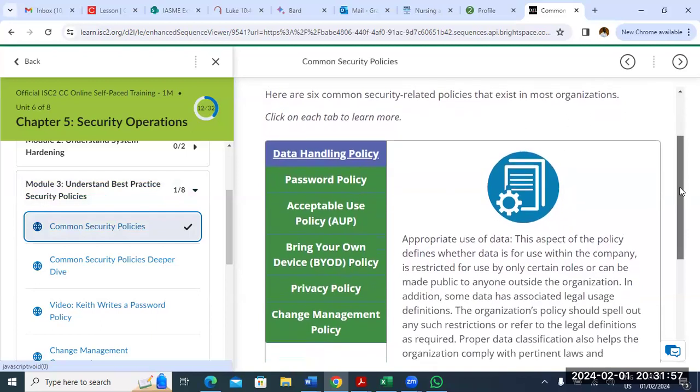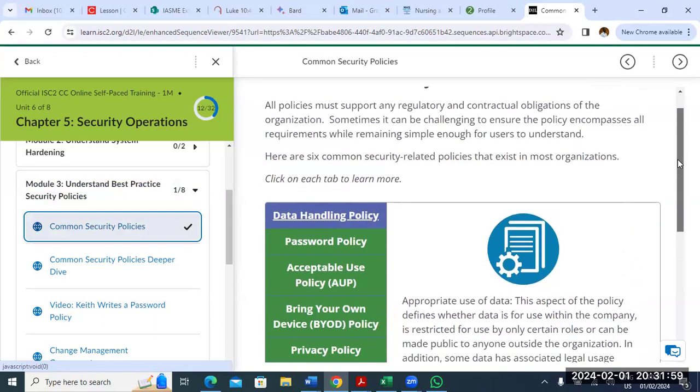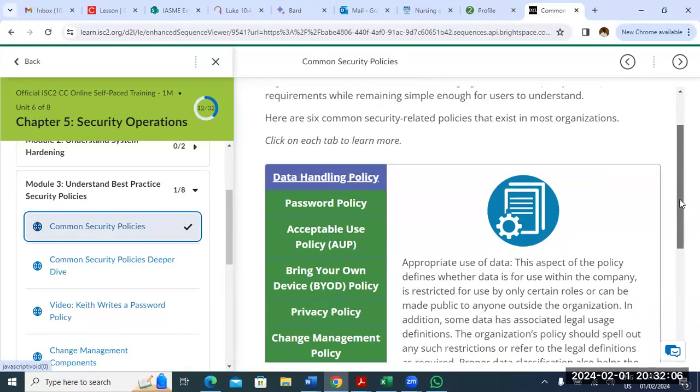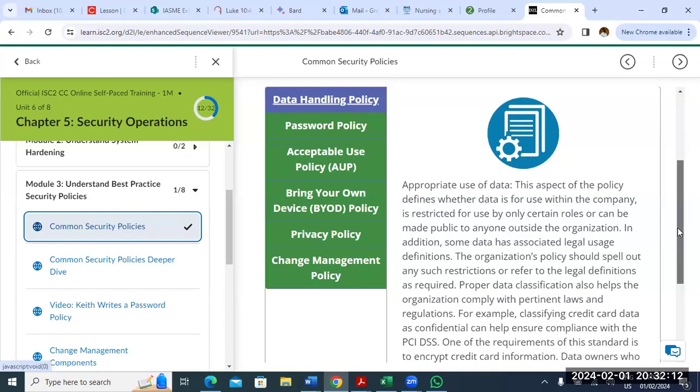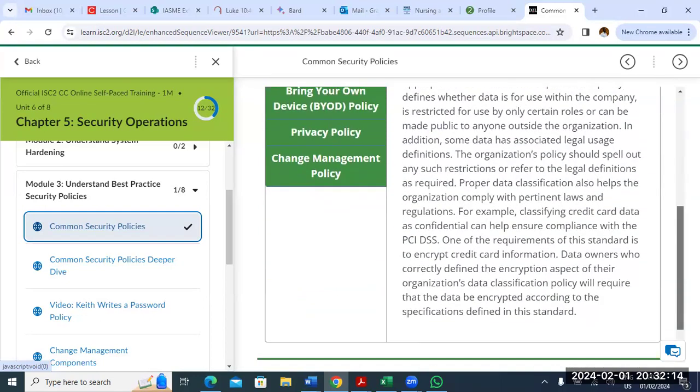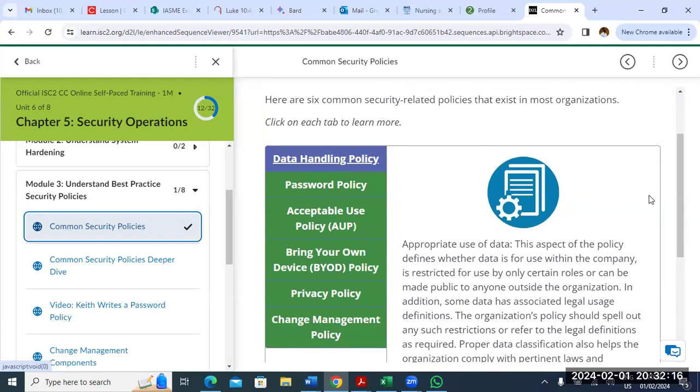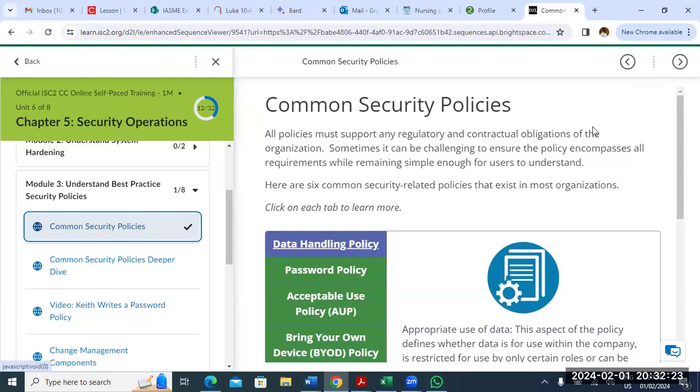So these are various types of policy, security related: data handling policy, password policy, acceptable use policy, bring your own device, privacy policy using a GDPR standard, and change management policy too. So these are various policies that we might have in an organization. Appropriate use of data is important, and that is why you have to read all these policies. If anything happens, they will ask you, have you gone to the policy? What does the policy say?